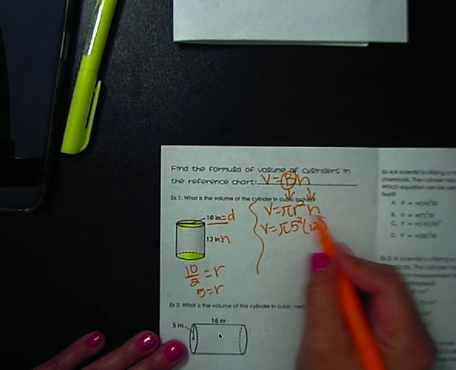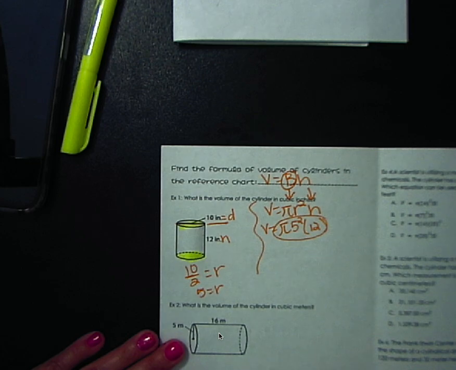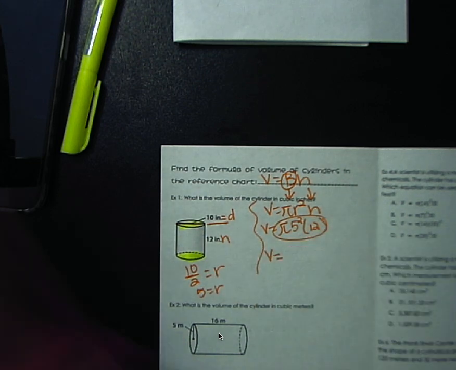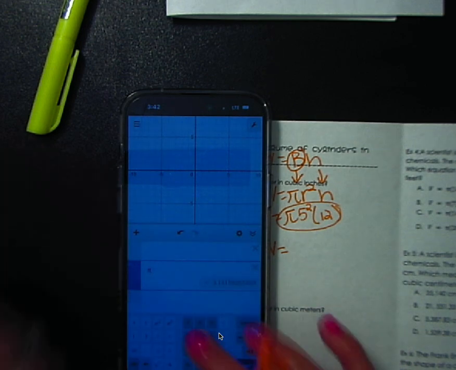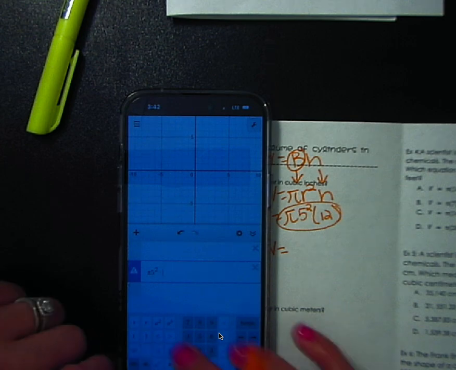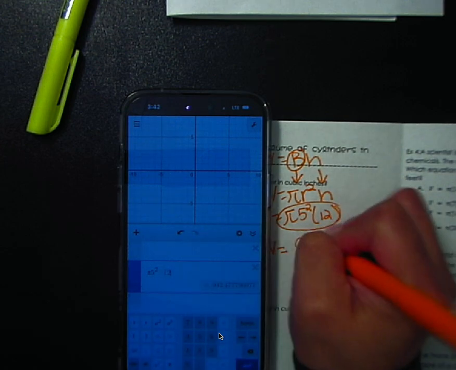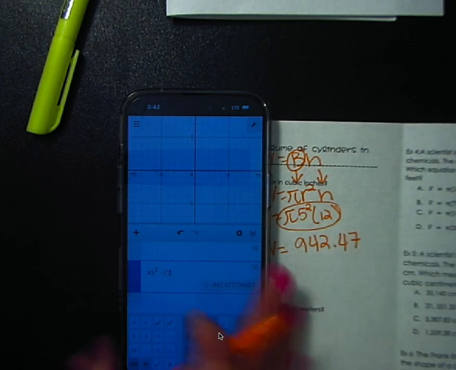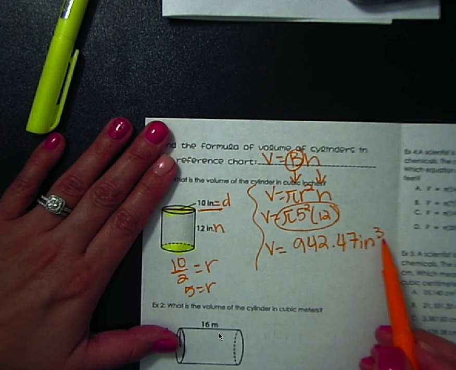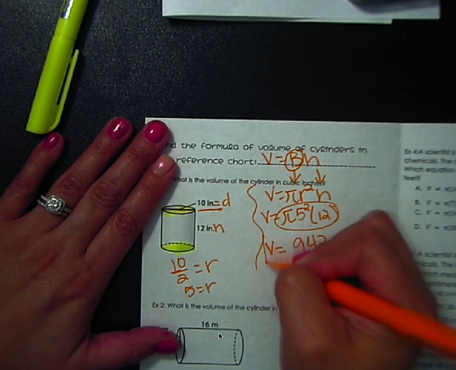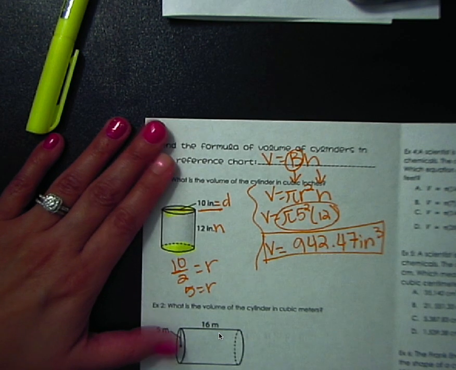Now, all you have to do, now that you have all your components to your formula, is put it into your Desmos. So I'm going to write V equals, and then I'm going to go in my little Desmos, and let me see if I can zoom in a little bit. I'm going to put my pi, 5 squared, times the height. And so I got 942.47. Okay, my units are inches cubed. Yesterday we did inches squared because that was our area, but today we're talking about volume. So it's going to be to the 3rd power, okay?